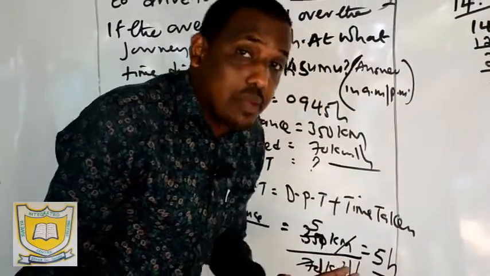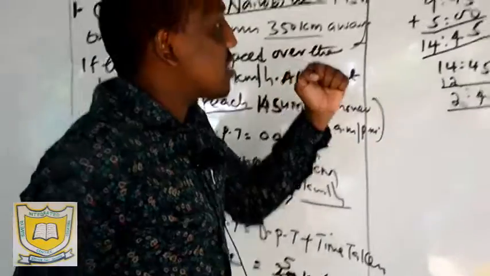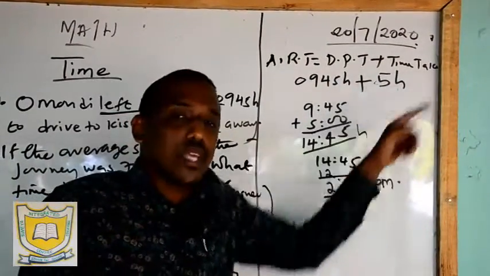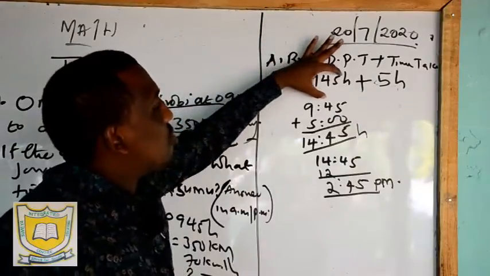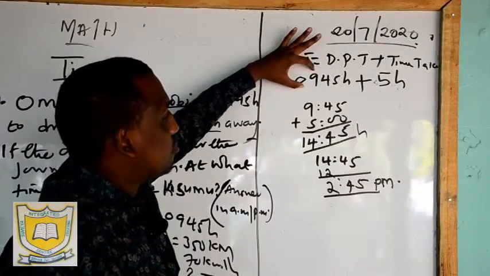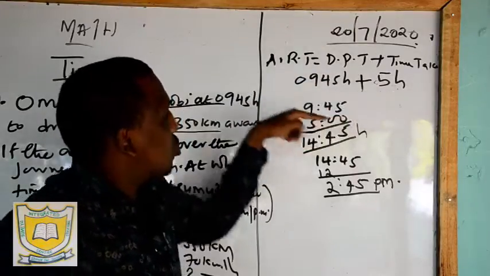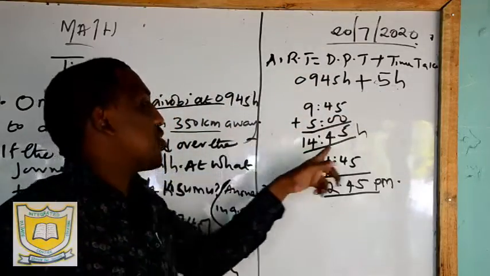They are not asking the time. They are asking the arrival time. Arrival time is equal to departure time plus the time taken. Departure time is 09:45 hours. This was AM, that's why we added zero to make it a 24-hour clock system. Plus 5 hours.